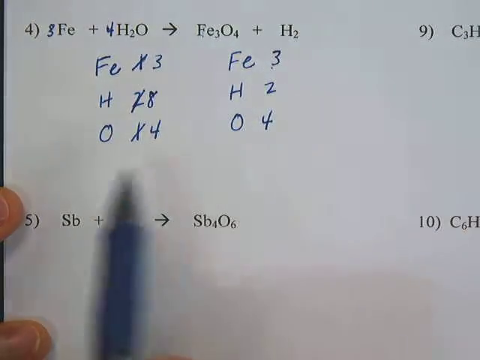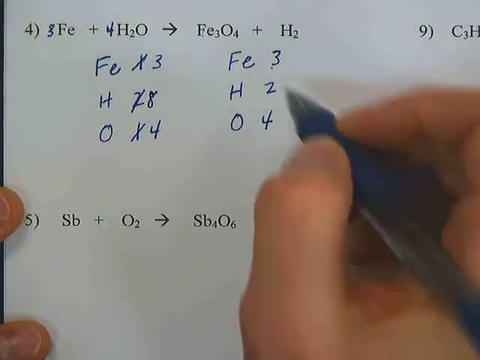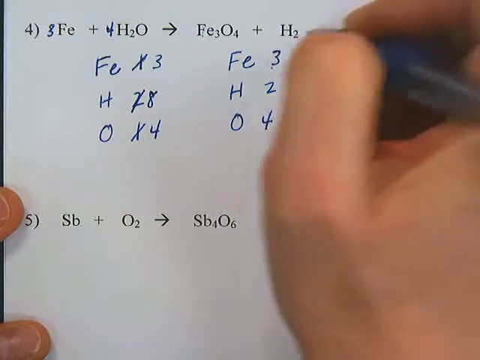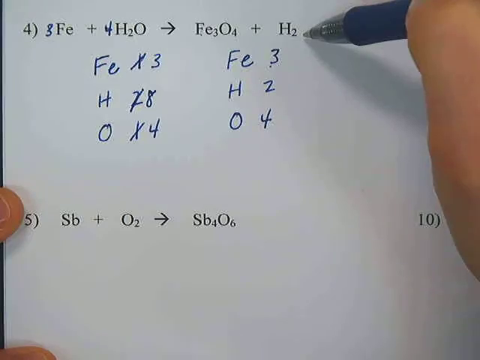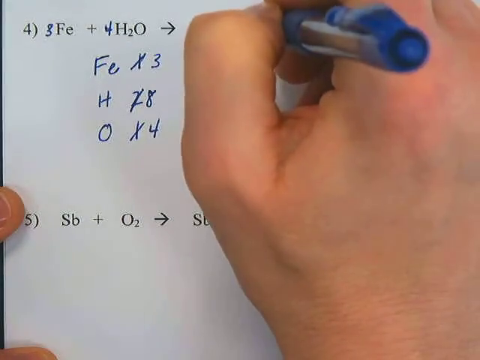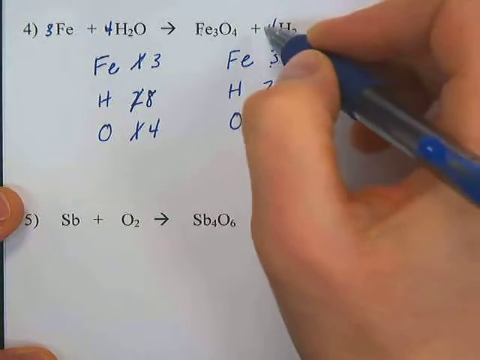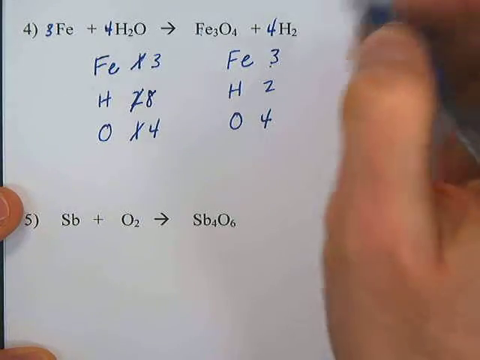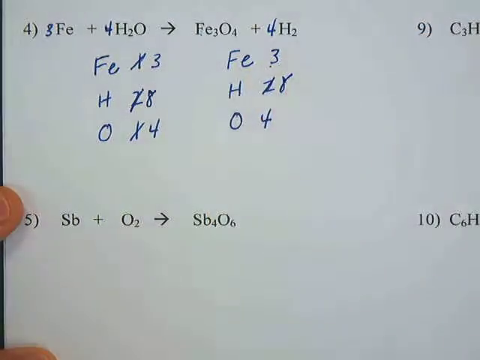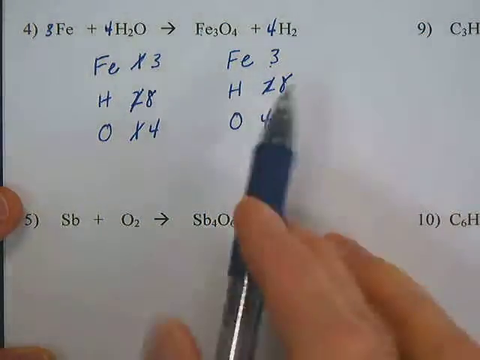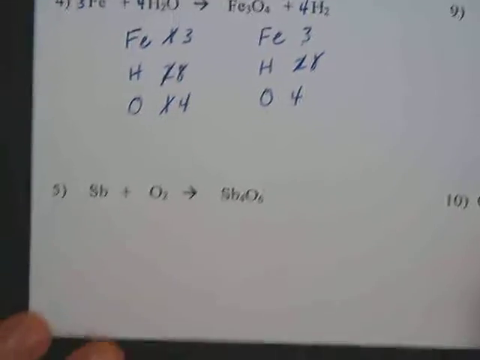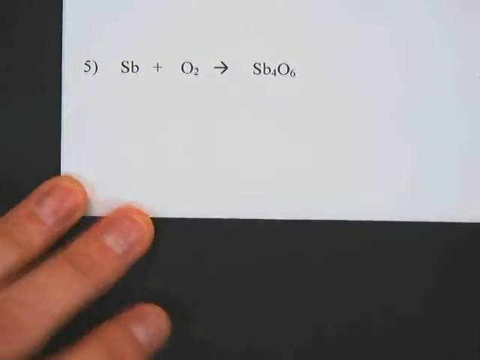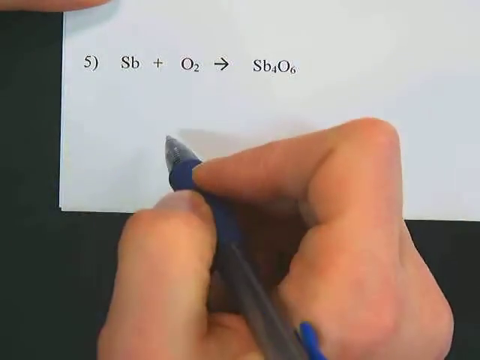This is a pretty easy fix because we have hydrogen over here by itself. So what we need to do is make 8 hydrogen atoms on this side. And because the hydrogen molecule has 2 atoms of hydrogen, we're going to put a 4 in front of it. So 4 molecules with 2 atoms each gives us 8 atoms of hydrogen total. So now this entire equation is balanced. Let's go on to number 5 and talk about that one.